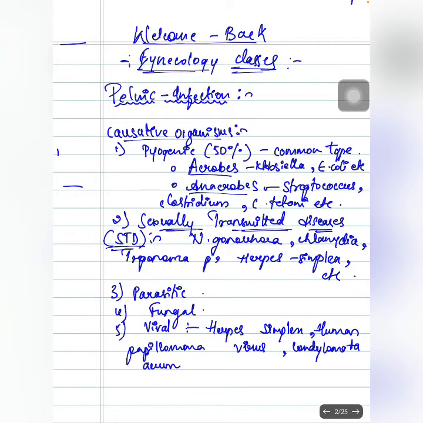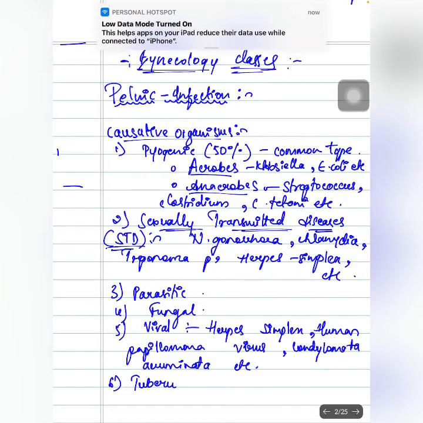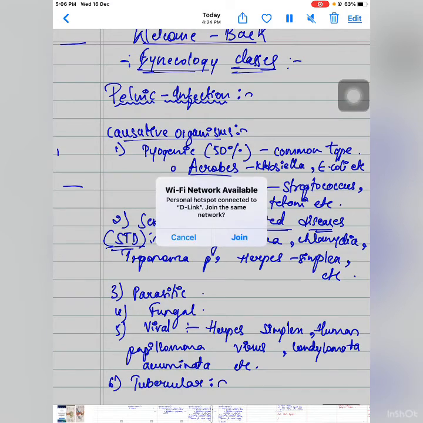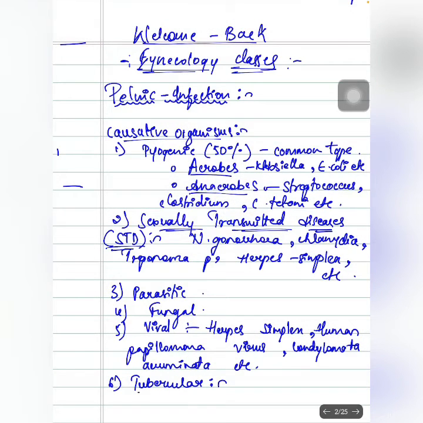Next you will see tubercular causes. The tubercular bacterial organism here is Mycobacterium tuberculosis. This is the causative organism in tubercular infection.